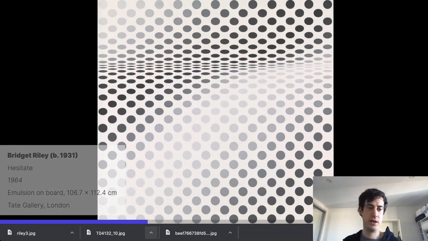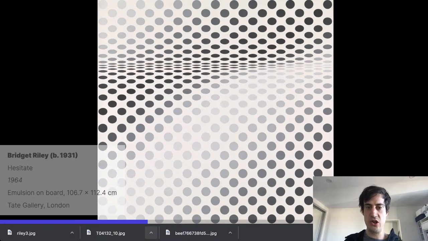Bridget Riley, this is her work Hesitate from 1964. It's emulsion on board. What kind of effect do you see this type of painting having? Is it a pretty work? Is it an invigorating work? How does it make you feel? Put a comment in the chat.